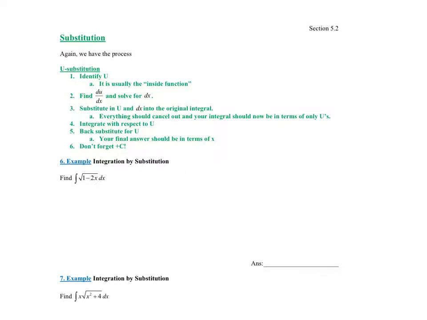So here we're doing more examples of substitution. Again, the process is exactly the same. We're going to identify u, it's usually the inside function. We find du dx and solve for dx. Substitute in for u and dx, everything should cancel out. We integrate with respect to u, back substitute, and don't forget your plus c.